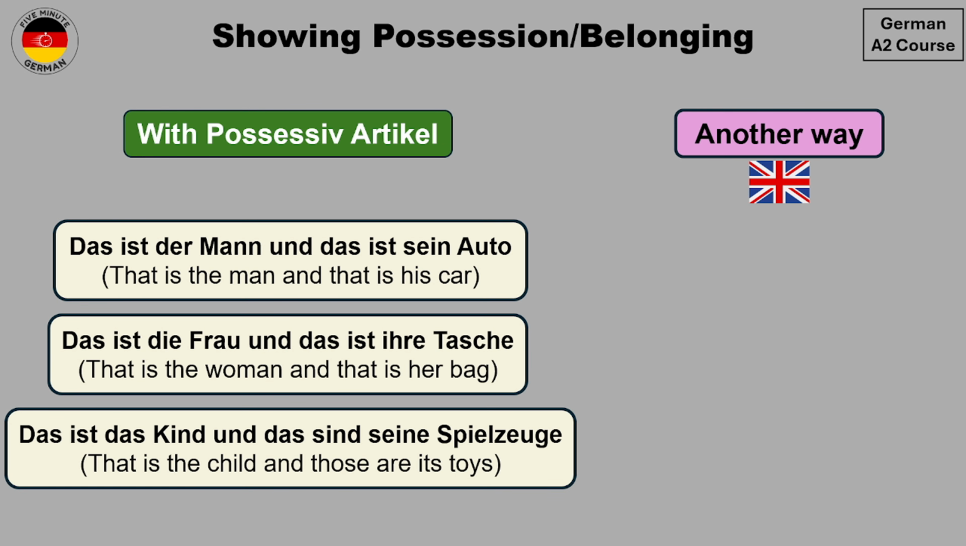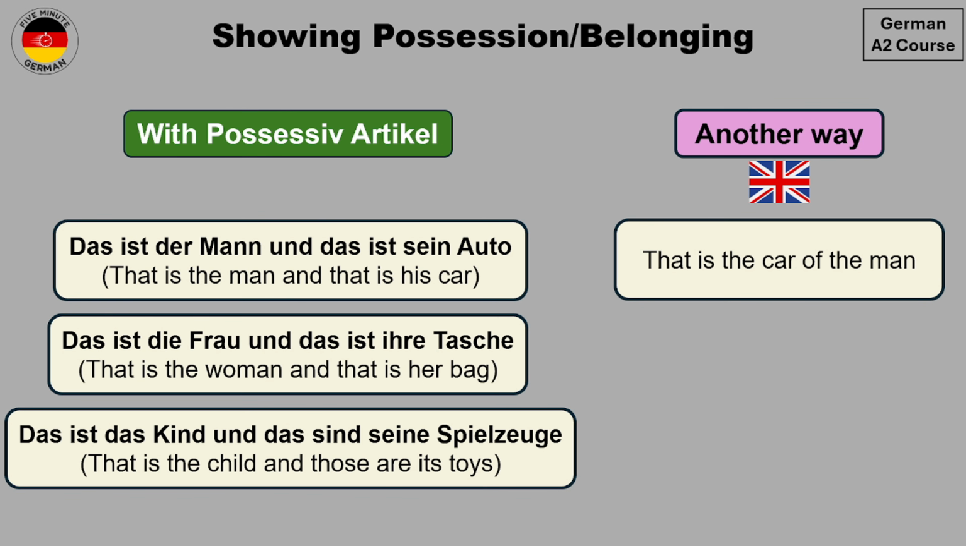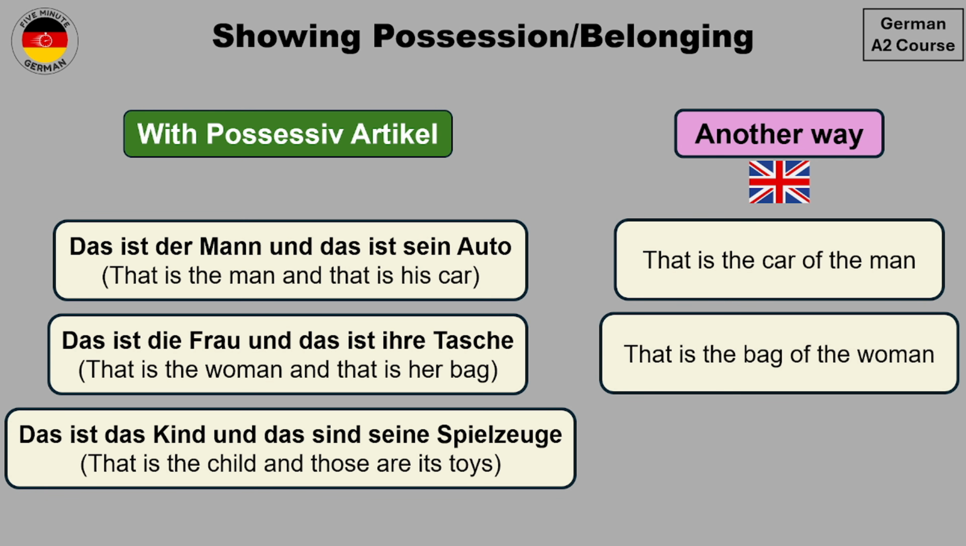So the first sentence, which is, that is the man and that is his car. This can be written as, that is the car of the man. So you see that this sentence also shows possession, but it is written in a shorter way. For the second sentence, which is, that is the woman and that is her bag, I can write it as, that is the bag of the woman. So again you see that I have written the sentence in another way, but the meaning remains the same.